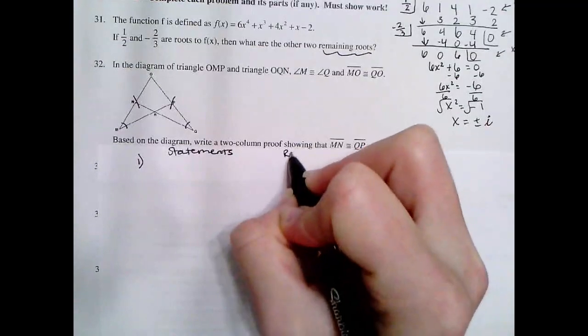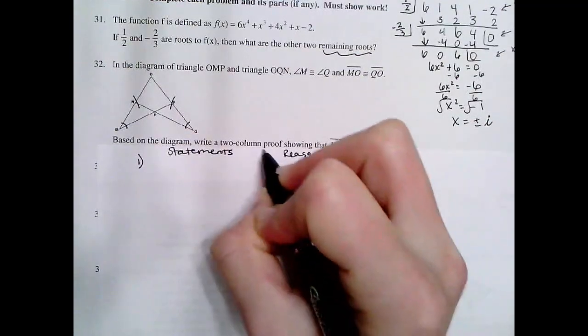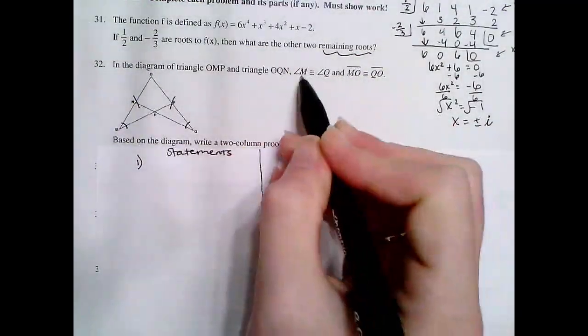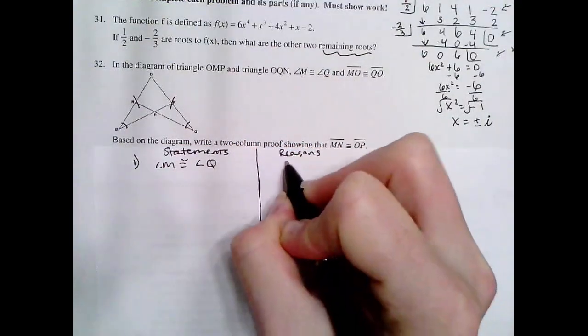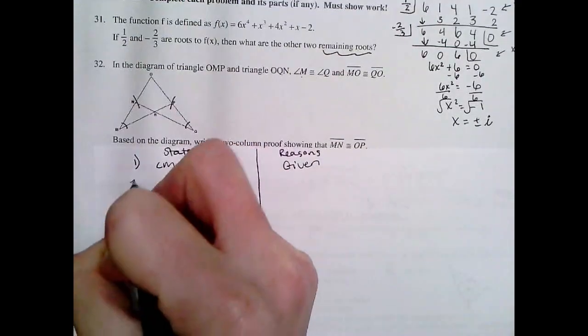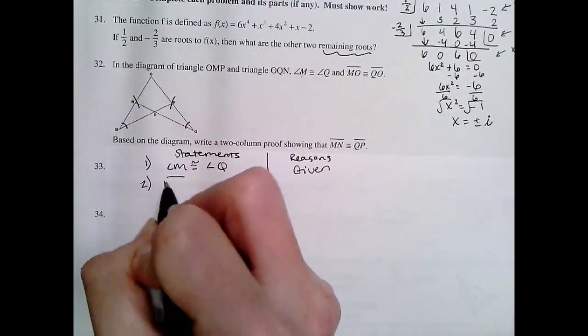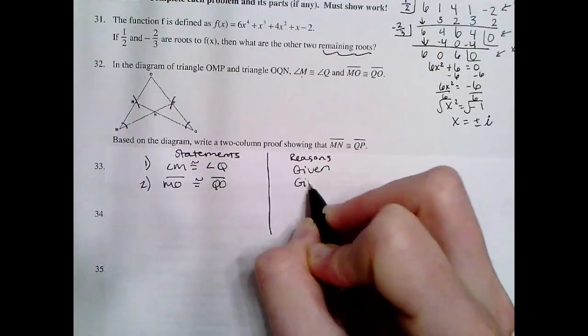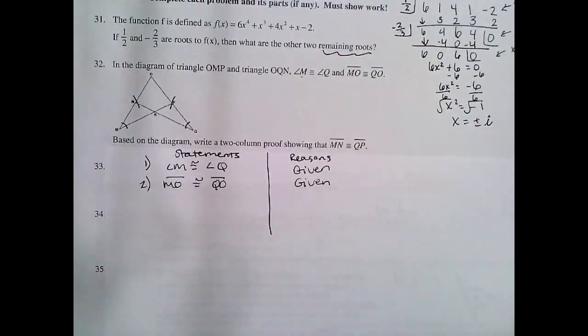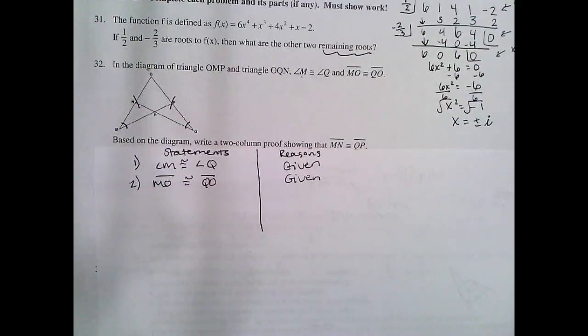So the first thing would be, you always have your statements and your reasons. Always first thing, write down what you have. They give us angle M is congruent to angle Q. Reason would be that it's given. Number 2, they tell us side MO is congruent to side QO, and your reason is just that it's given. Always write down whatever you have that is just given.